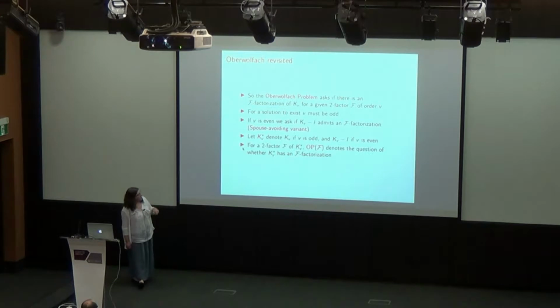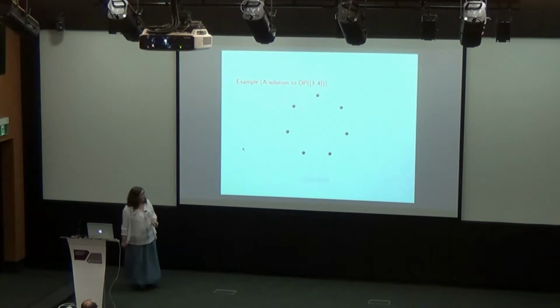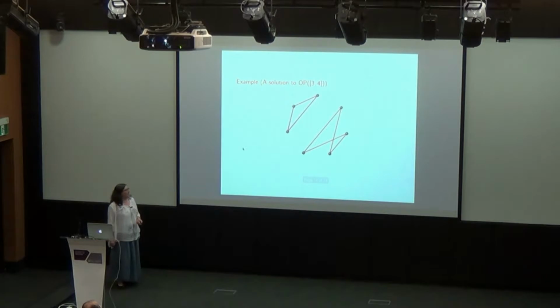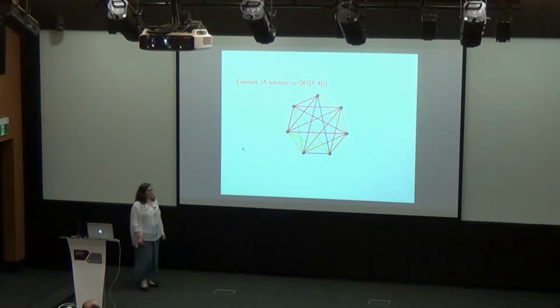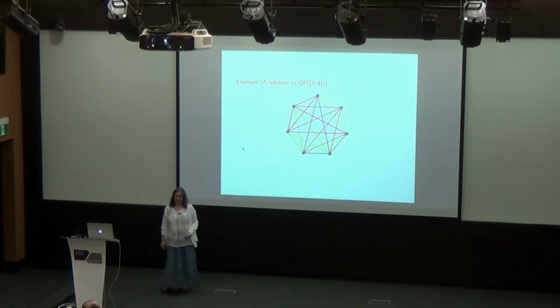And OP(F) then denotes the question of whether Kv star has an F-factorization. So for example, here is the solution to OP(3,4). Here is a two-factor of K7 that has a 3-cycle and a 4-cycle. Here's another one. Here's a third one. And you can see, if I put them all together, that they use every edge in K7 exactly once.